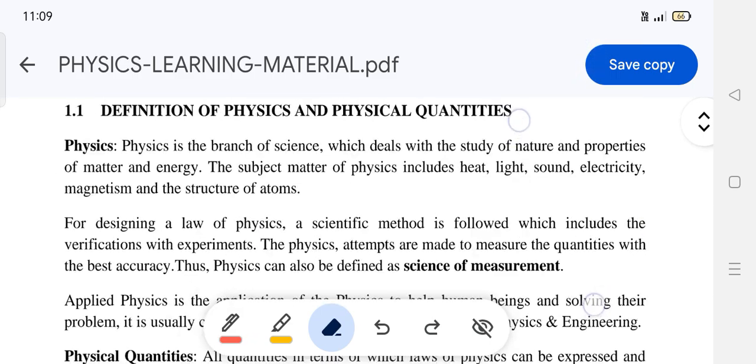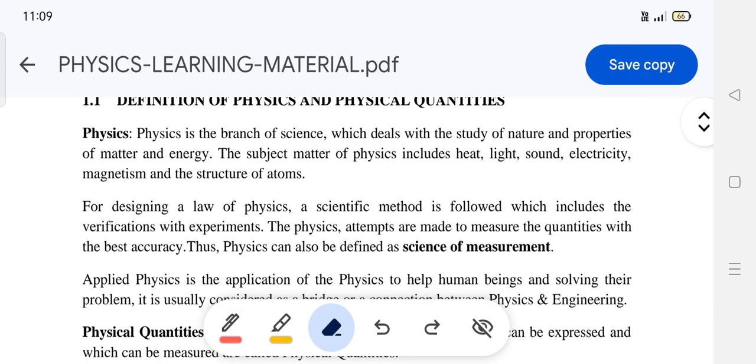Now, physics is a branch of science which deals with the study of nature and the properties of matter and energy. The subject matter of physics includes heat, light, sound, electricity, magnetism, and structure of atom. We think that the structure of atom comes under chemistry, but it is also a branch of physics.